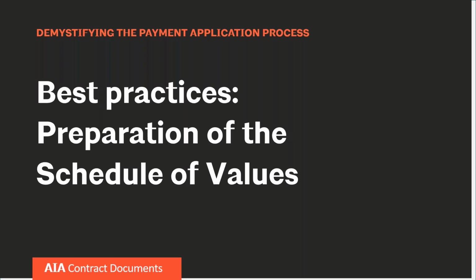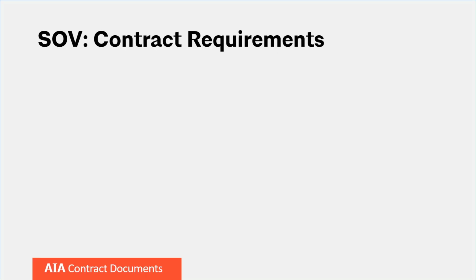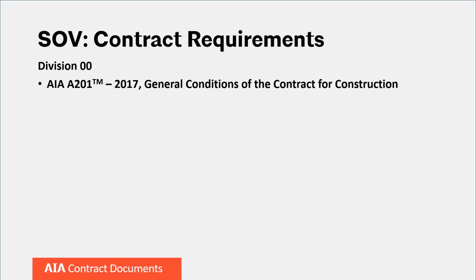Thank you, Josh. We will now discuss the best practices in the preparation of the schedule of values. The backbone of the G703 continuation sheet is the contractor's schedule of values. Through the course of this webinar, we've touched on a few requirements from the A201 general conditions of the contract for construction. Contractual requirements relevant to the certificate for payment are found in Articles 2, 4, 7, 9, 13, and 14 of the A201.